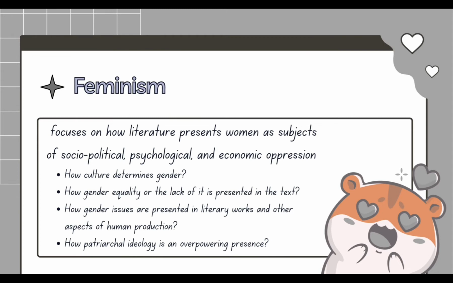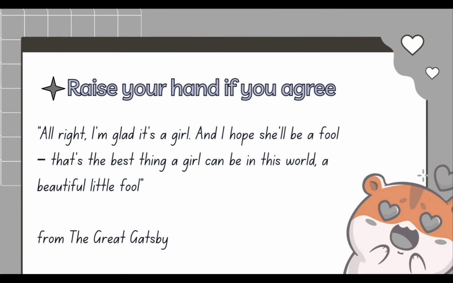Questioning all of those things falls under feminism. How patriarchal ideology is an overpowering presence. So patriarchal meaning the dominance or the power lies on the male characters. So for example, in a family, in the story, the father decides everything and the mother does not have a say on anything. So this is feminism. So in these different statements or excerpts from materials, I want you to raise your hand in the comment box. If you have your reactions, you may share them on the comment box below.